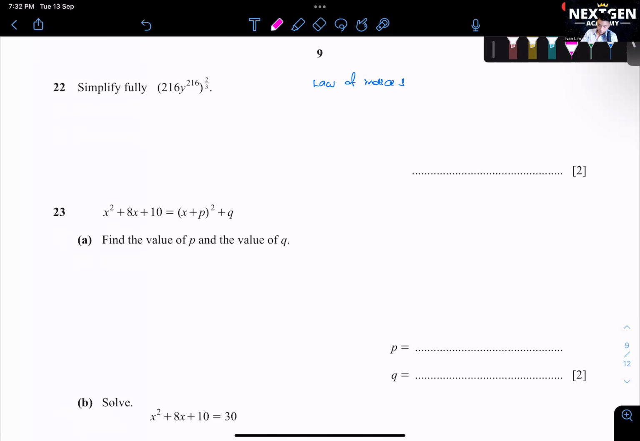Every term needs to be times 2 over 3. So you can just type 216 to the power of 2 over 3 in your calculator. You'll get 36. Then for y to the power of 216, this one also times 2 over 3, so 216 times 2 over 3, then 144.